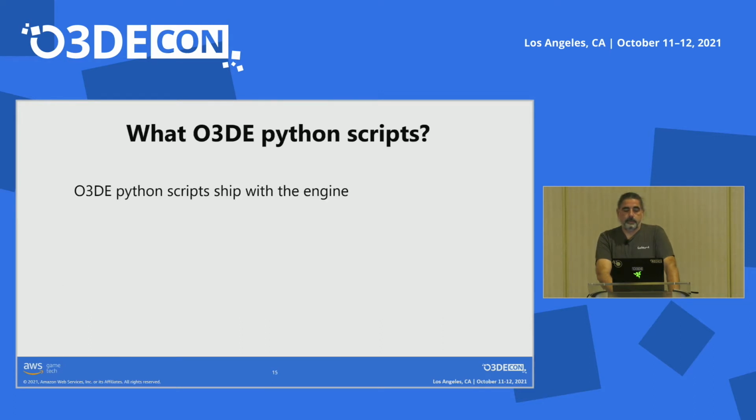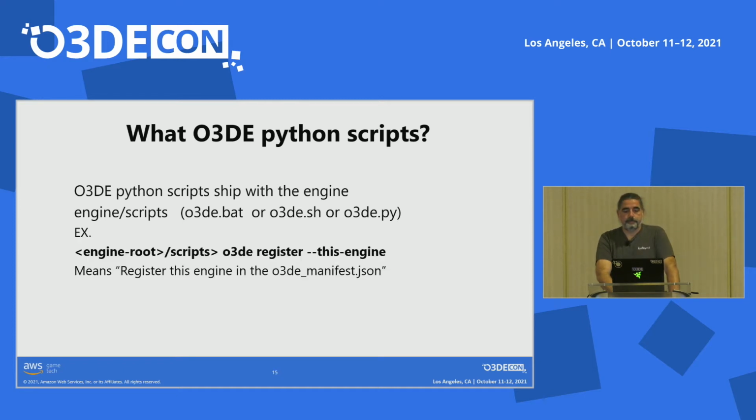All right, so these Python scripts, where are they? Well, they ship with the engine. They're in the engine's scripts folder. And we see that they have a .bat, an .sh, and a .py. The .bat and .sh are just the batch files for the different platforms, for Windows and Unix-like systems, that inevitably end up calling o3d.py, the Python file.